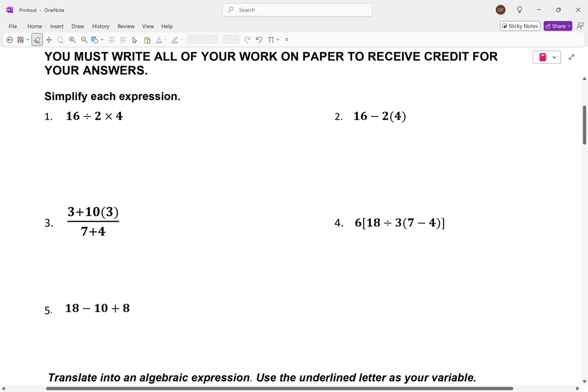So how do we do this problem? Number one. From left to right. So what do I do first? 16 divided by 2. Yes. So 16 divided by 2 is 8. And then times 4. So the answer is 32. 32. All right, let's hear it for Natalie.